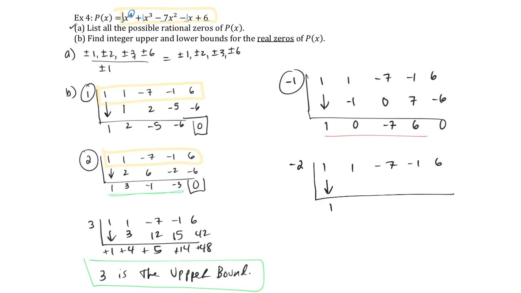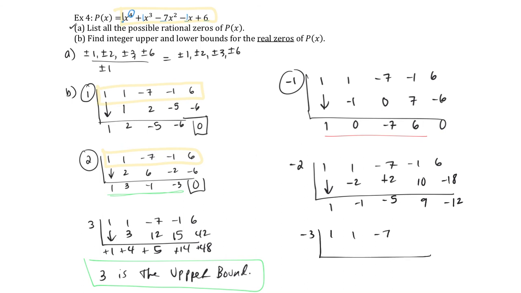1, 1, negative 7, negative 1, and 6. Multiplying. Negative 2 times 1. Add them up. Negative 2 times negative 1. Oh, let's see. This would be positive. I thought I made a little mistake there. That is not what we want. That should be a negative 5. Okay, negative 5, 9, negative 18. What is that? Negative 12. So it's not a 0, and it's also not quite alternating. So we have to just keep going.